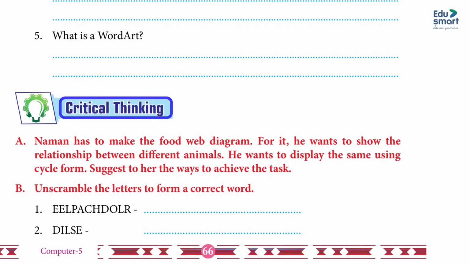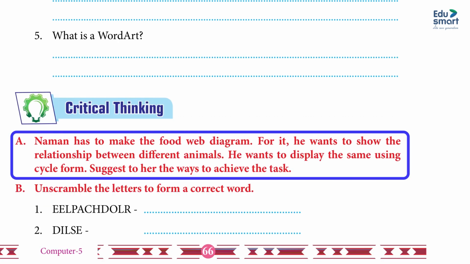Critical thinking. A. Naman has to make the food web diagram. For it, he wants to show the relationship between different animals. He wants to display the same using cycle form. Suggest to him the ways to achieve the task. Answer: student will do it themselves.